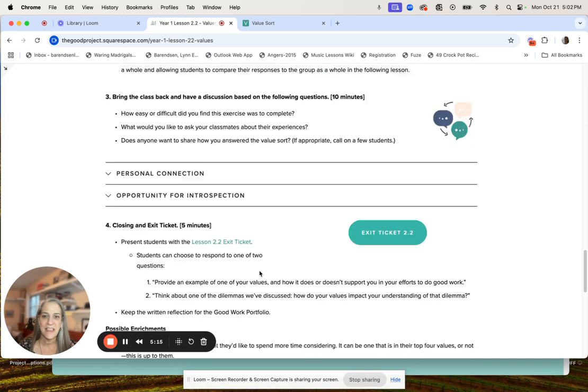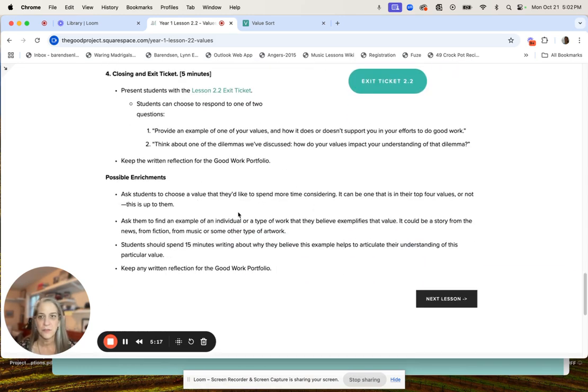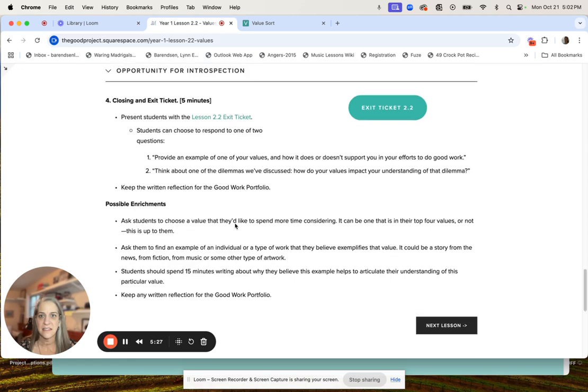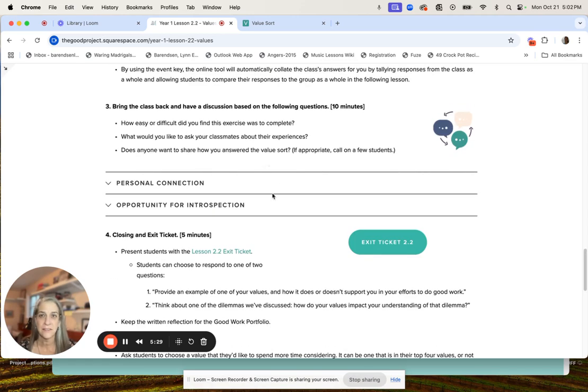And then there's an exit ticket per usual. We also have a number of enrichments to consider. So that's an overview of the value sort. I'm sure that you will all enjoy it, and there are lots of elements and supports here. If it's confusing in any way, I don't think it should be, but we make sure to support you in multiple ways.